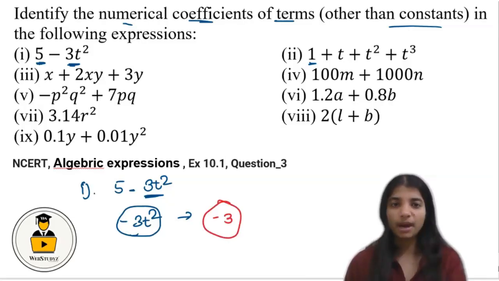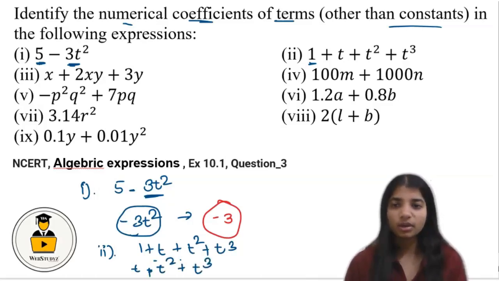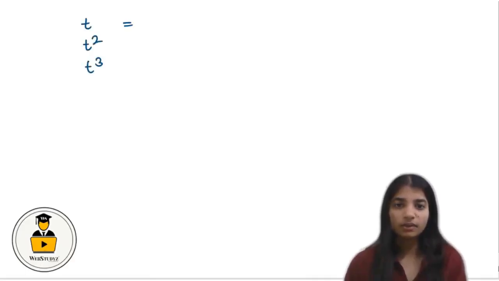Now let's discuss part 2. Part 2 is 1 plus t plus t raised to the power 2 plus t raised to the power 3. Here the terms other than the constant in this expression are t, t square and t cube. The coefficient for t is 1, for t square is also 1, and for t cube is also 1. So this is the answer to part 2.